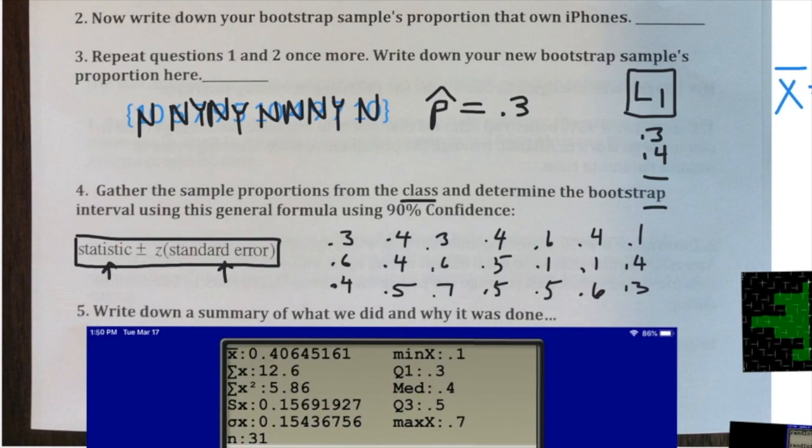And we get those right off of our calculator. So x hat in this case represents the average of all the percents, and the standard deviation represents the standard error that we're looking for. So take those 2 numbers and place them into the formula, and you're just one small step away from getting your confidence interval.